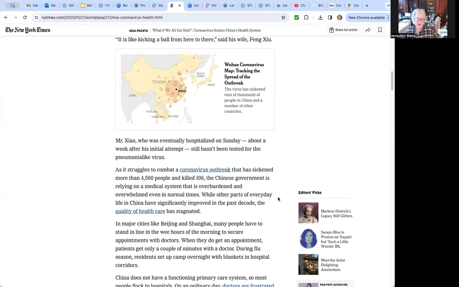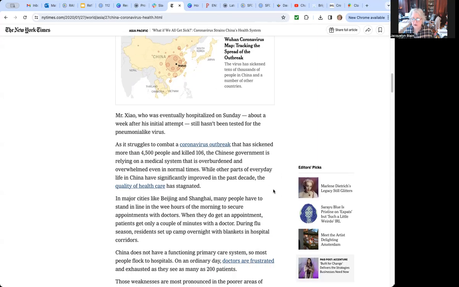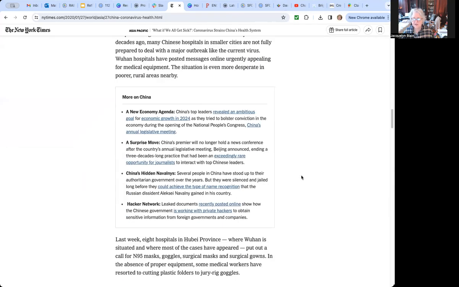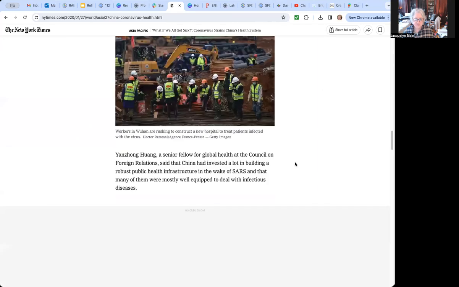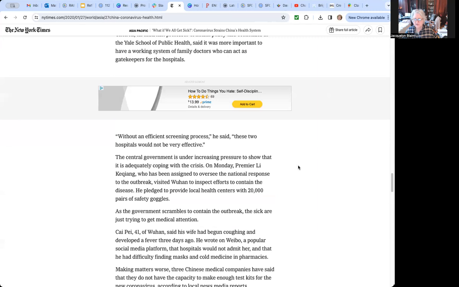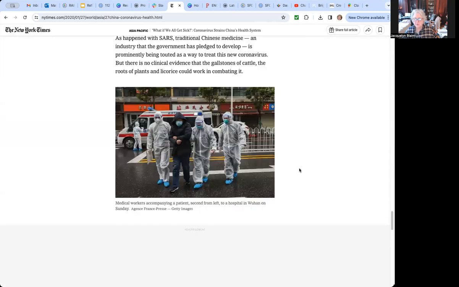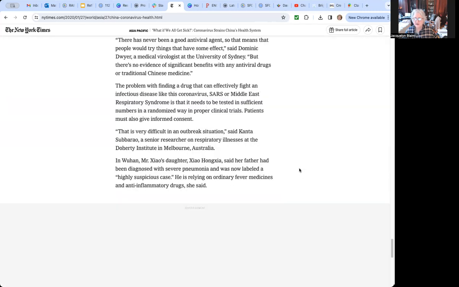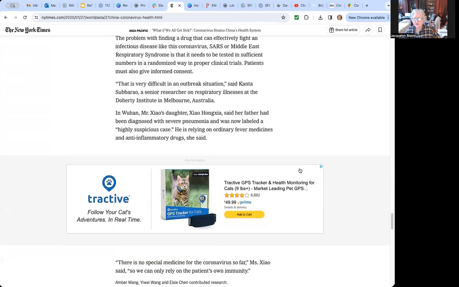As it struggles to combat a coronavirus outbreak, the Chinese government is relying on an out-of-date system, right? So this is how the beginning is set up. There's a story, and there's a paragraph of information that says what we're about to read about and why it matters. And then it goes down, and there are some interesting pictures, some charts and graphs, some quotes from experts, and we get down to the end.